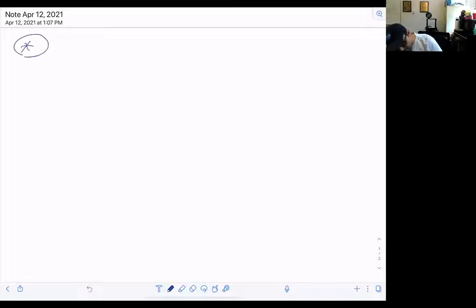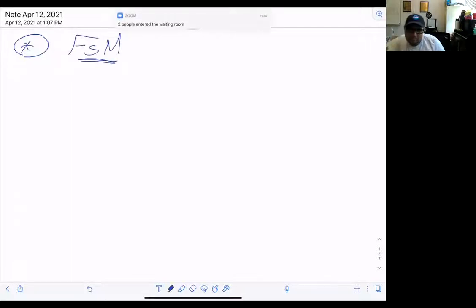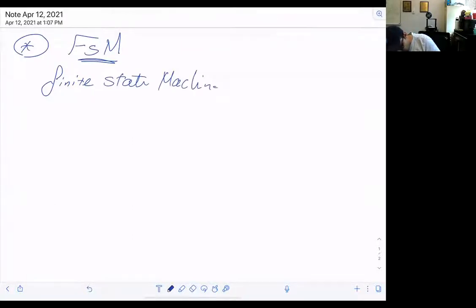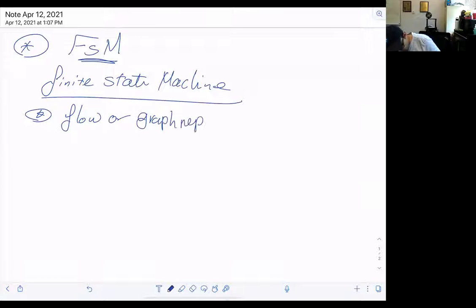And we came into something which is completely scary. It's called FSM, which is called finite state machine. Finite state machine. What we need to know about the finite state machine, we need to know some facts, which is basically we have to do what? The flow or the graph representation of the finite state machine.